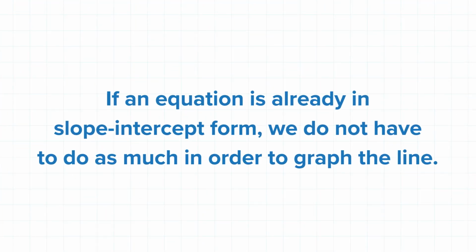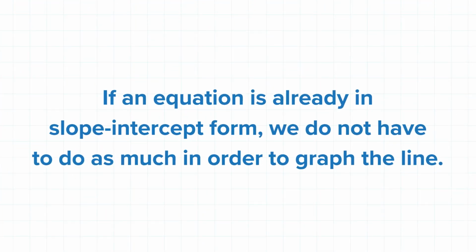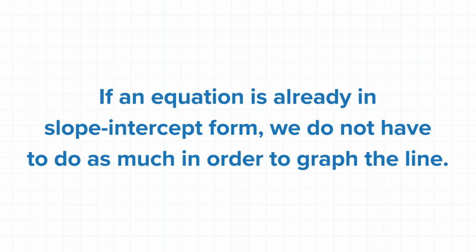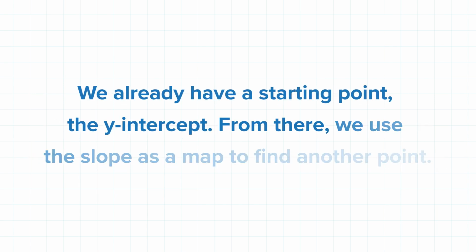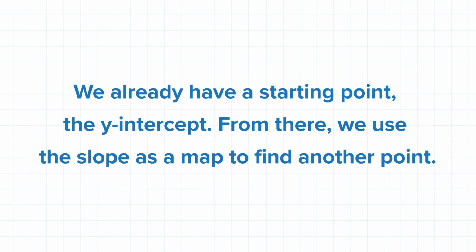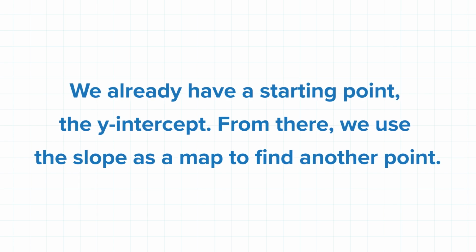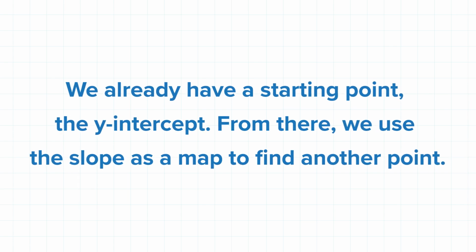If an equation is already in slope-intercept form, we don't have to do as much in order to graph the line. We already have a starting point, the y-intercept. From there, we use the slope as a map to find another point.